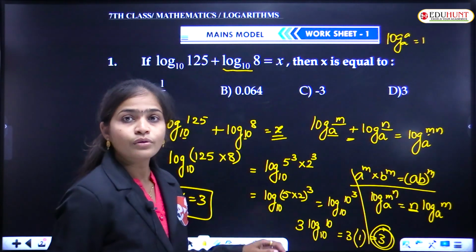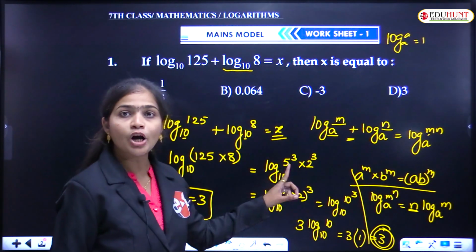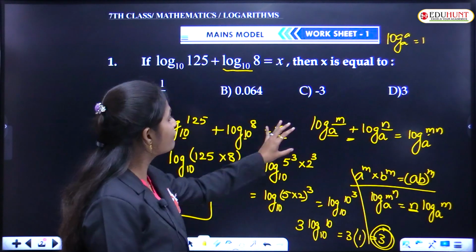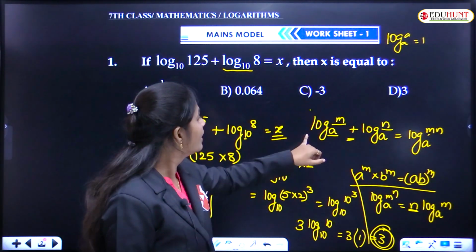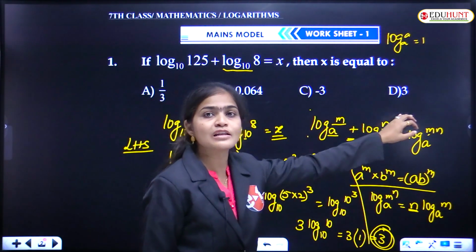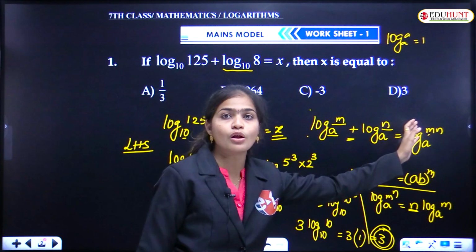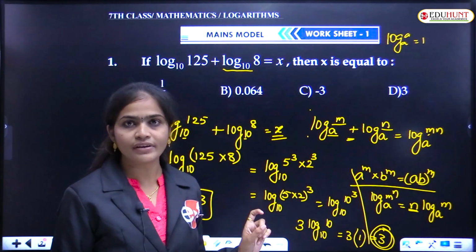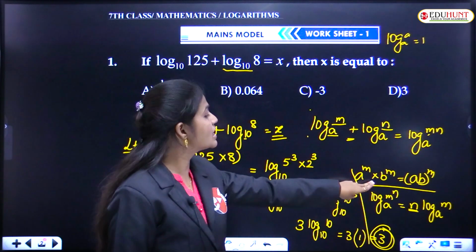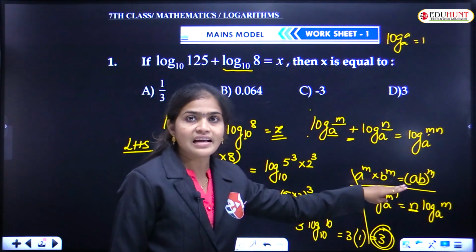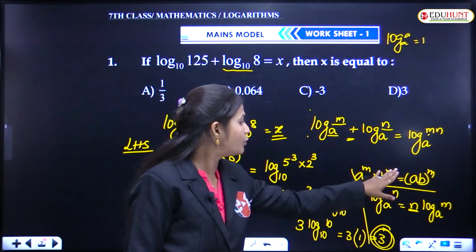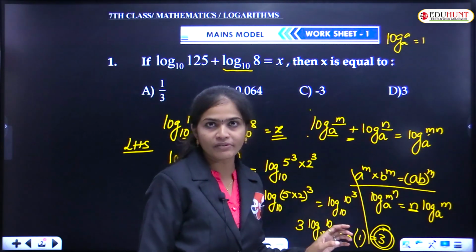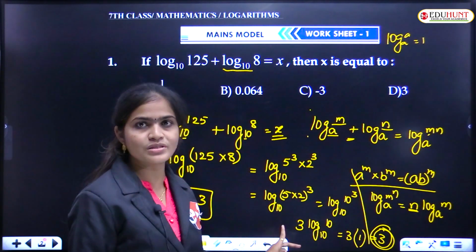Am I clear? So for that one problem, how many laws did we use here? The first law we used is log m to the base a plus log n to the base a is equal to log mn to the base a. After that we used the laws of exponents: a power m into b power m is equal to (ab) whole power m. That is the second formula we used here.